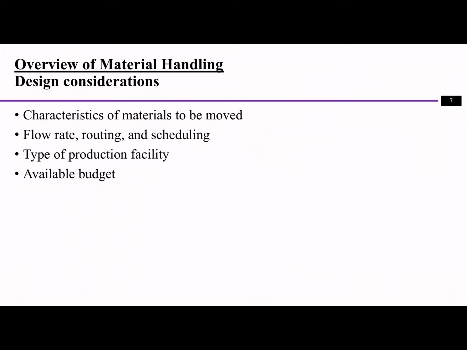If you have a mass production with a lot of volume of production, then you have to think about the routing, right? So how to make sure the AGVs or the transportation routes are most efficient in this material handling. And also it depends on what type of production facility.